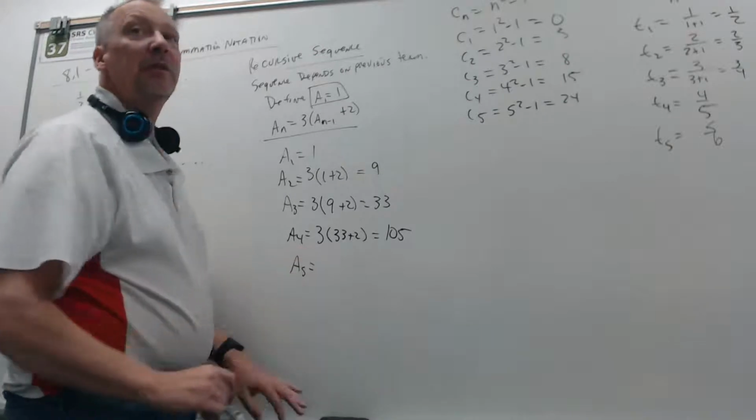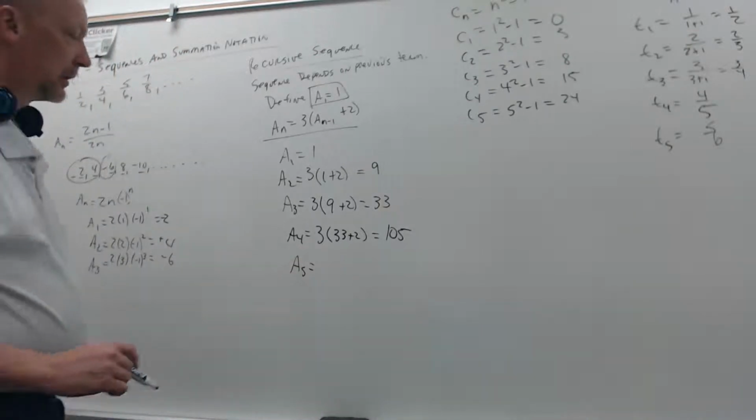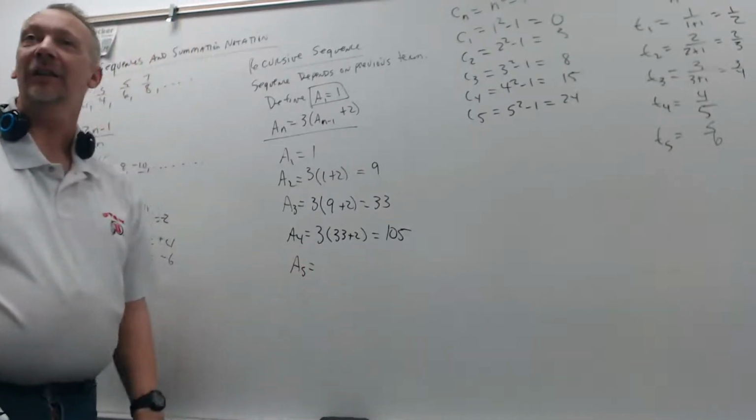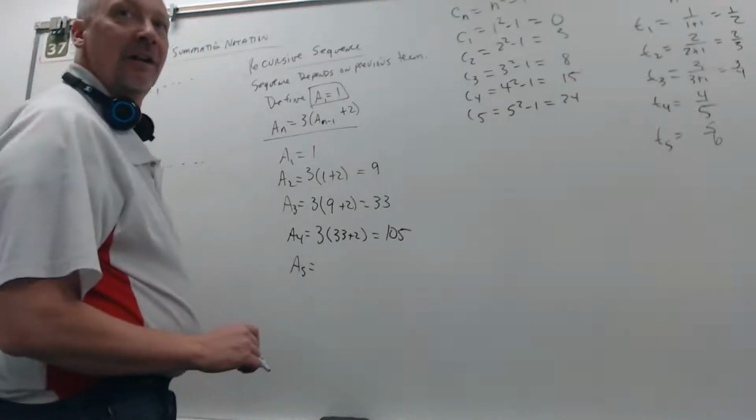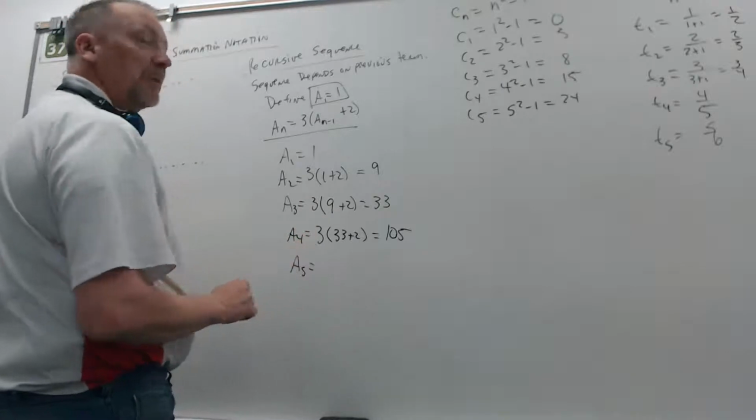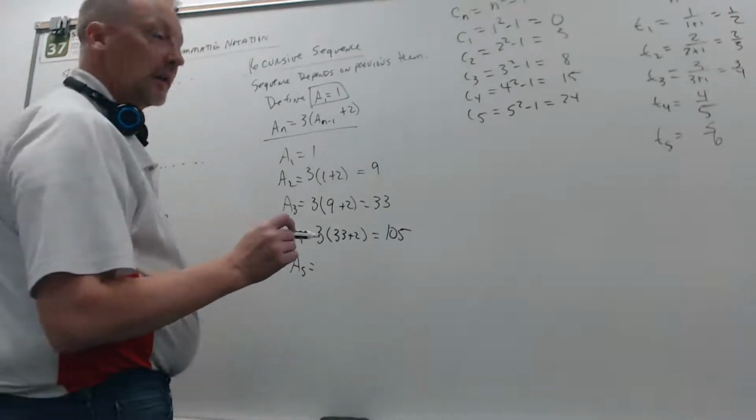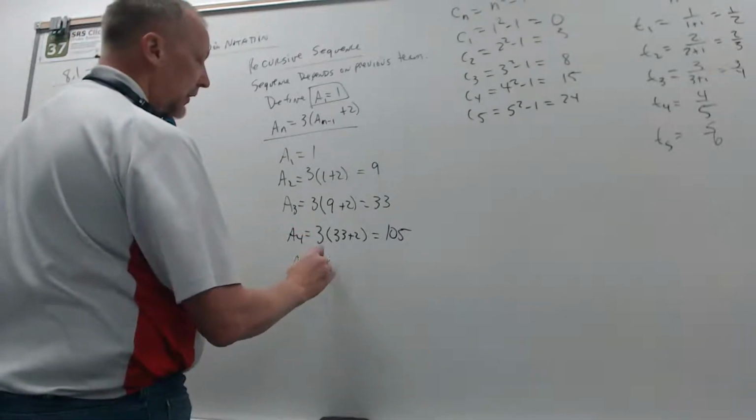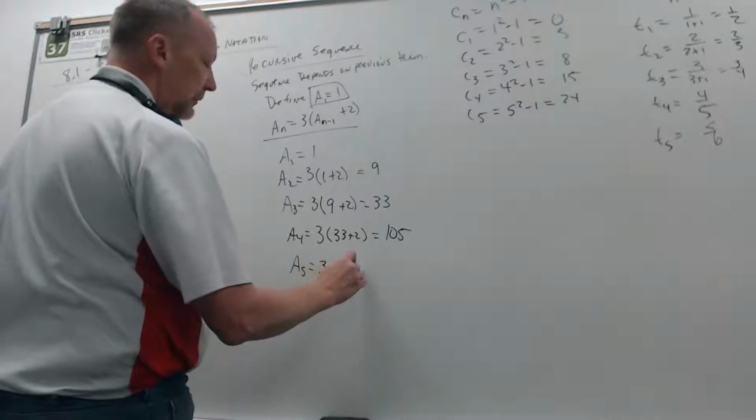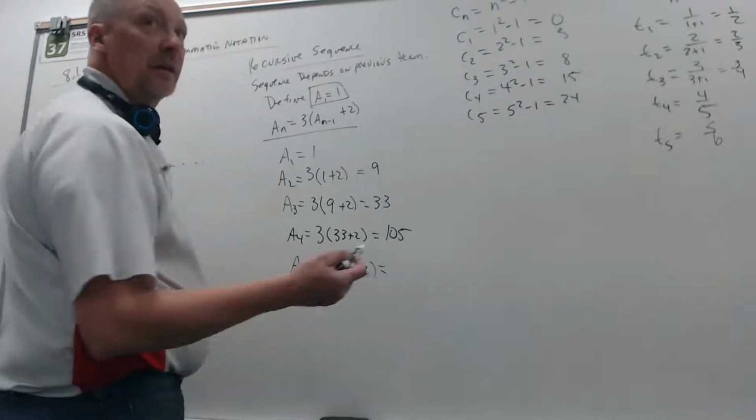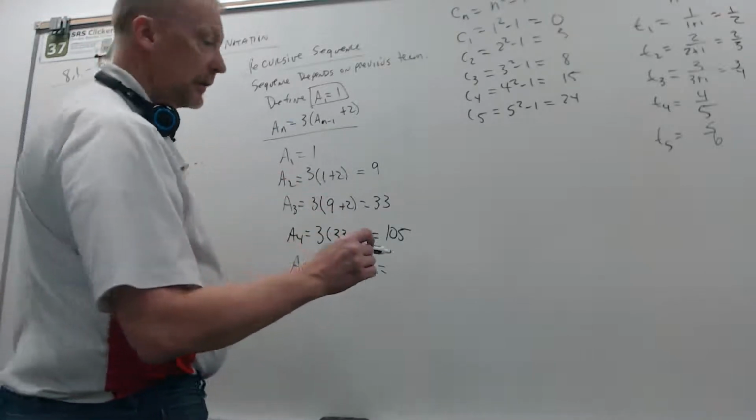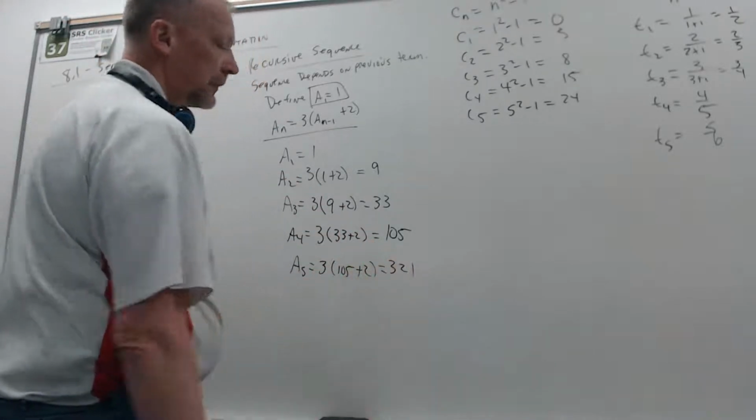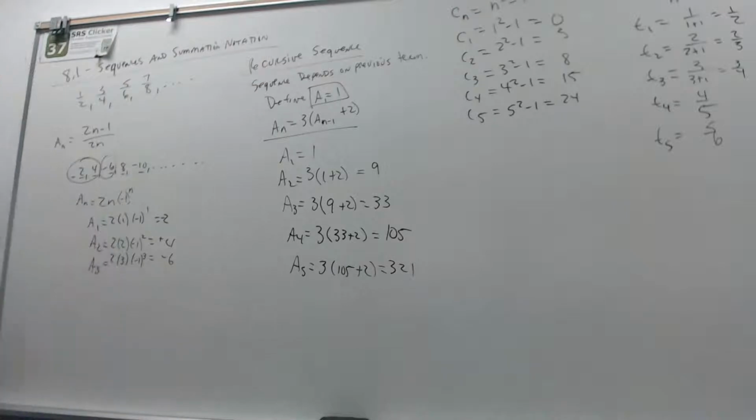A sub 5 would be what, Jonathan? Wow, you did that in your head that fast? Are you a mathematician? You started as soon as I finished the last one. So, 105, plus 2 is 107. 3 times 107 is 321. 3 times 7 is 21. That wasn't too bad, I guess.